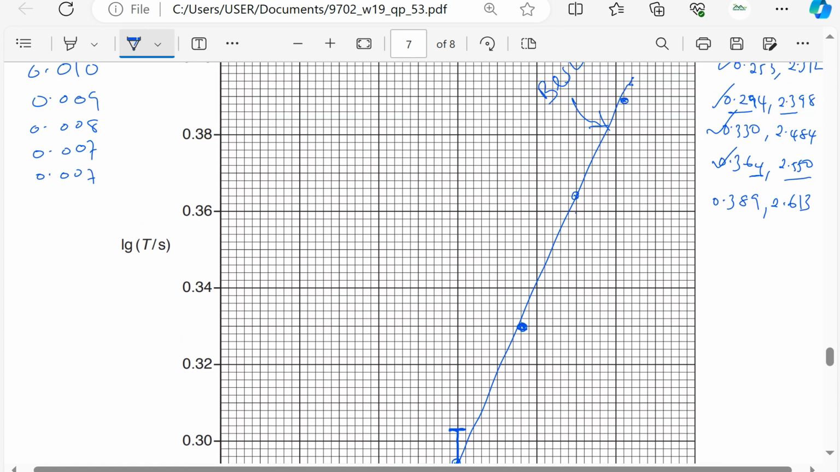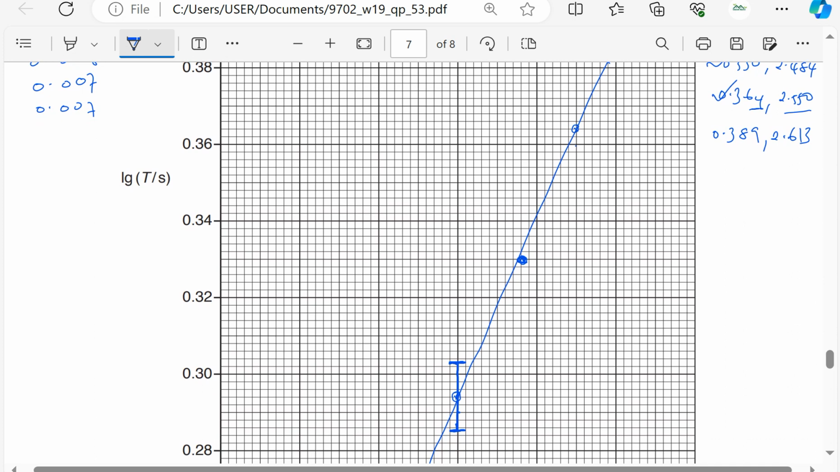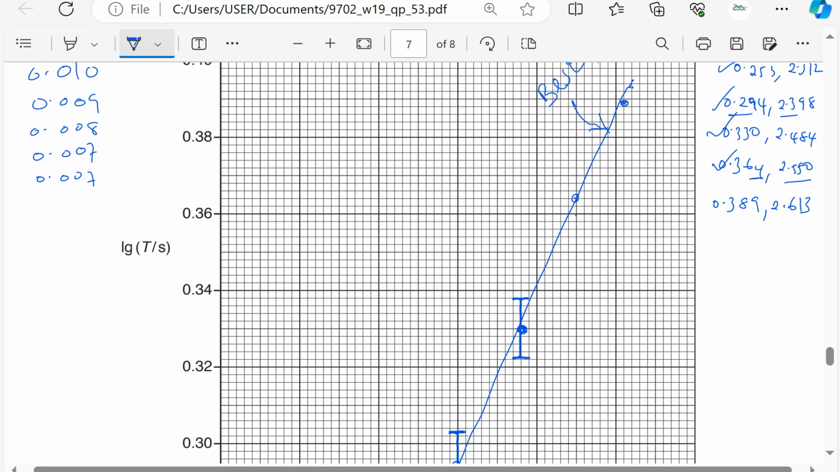The other one is 0.008. I think those are 4 boxes up, 4 boxes below. So 1, 2, 3, 4. So there are 4 boxes above. 1, 2, 3, 4, 4 boxes below. So the error bar will be something like that.